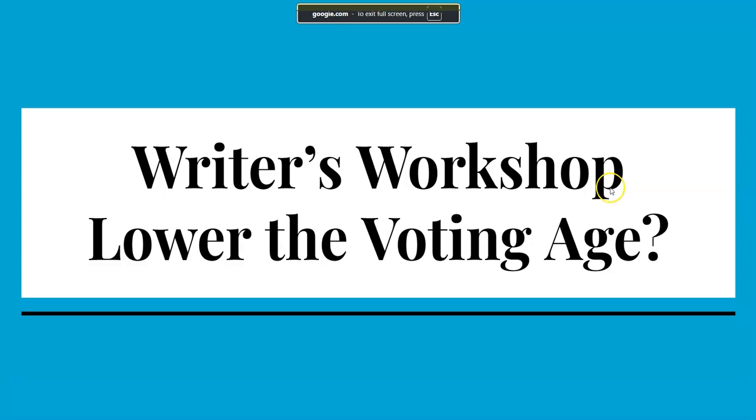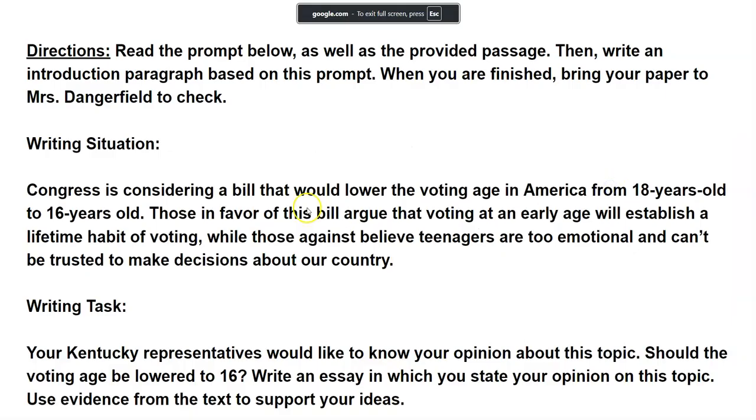So you are going to use that passage to write an introduction paragraph for the following prompt. I'm going to start with the writing situation. Congress is considering a bill that would lower the voting age in America from 18 years old to 16 years old. Those in favor of this bill argue that voting at an early age will establish a lifetime habit of voting, while those against believe teenagers are too emotional and can't be trusted to make decisions about our country. Your Kentucky representatives would like to know your opinion on this topic. Should the voting age be lowered to 16? Write an essay in which you state your opinion on this topic. Use evidence from the text to support your ideas.